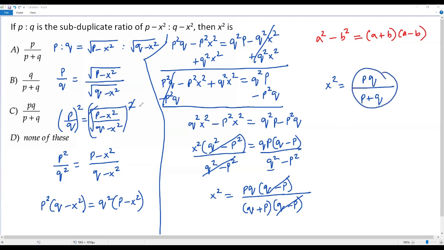I find this pq over p positive q exactly in answer choice C. So the correct answer choice for this question is C.